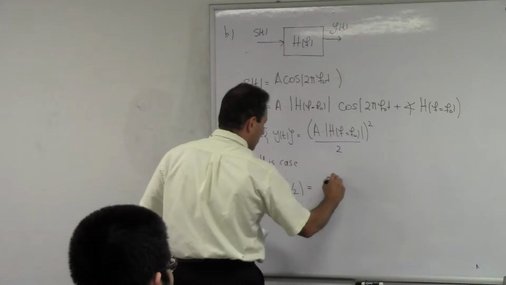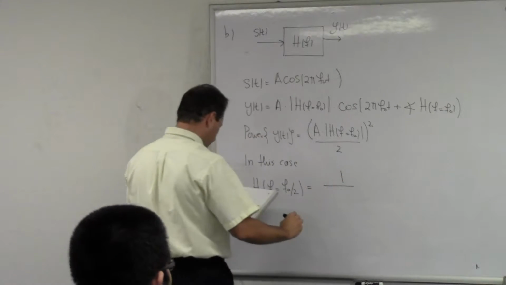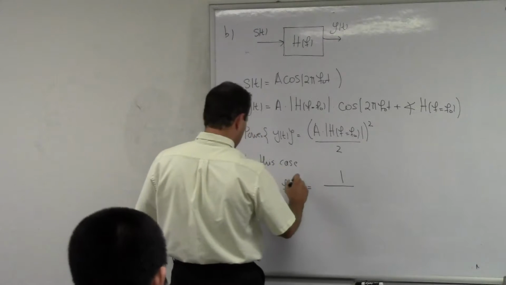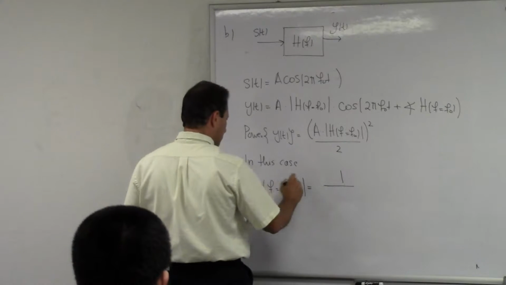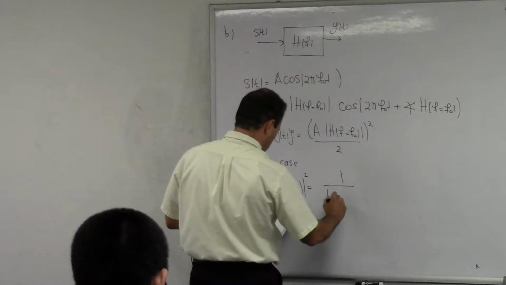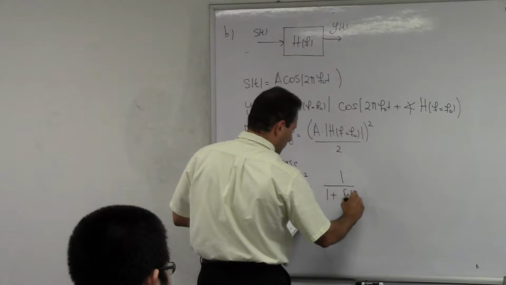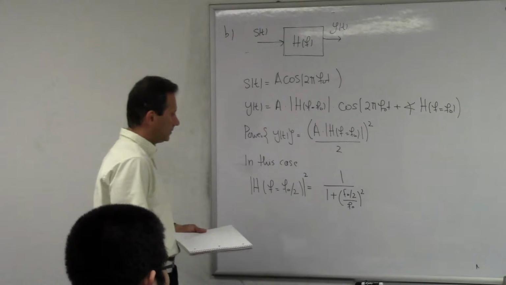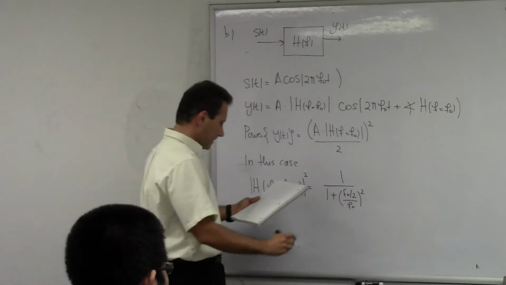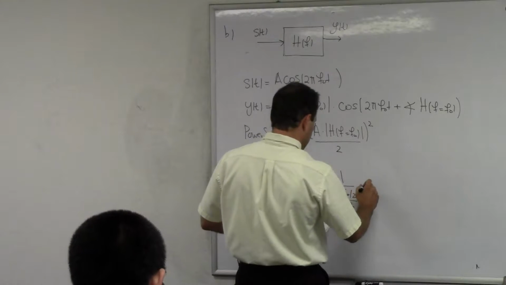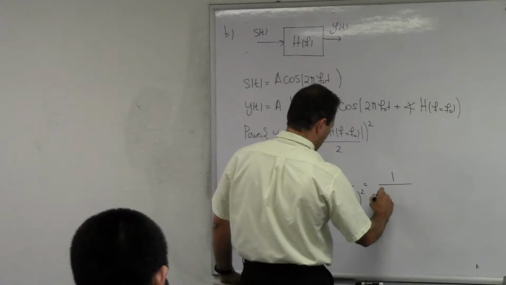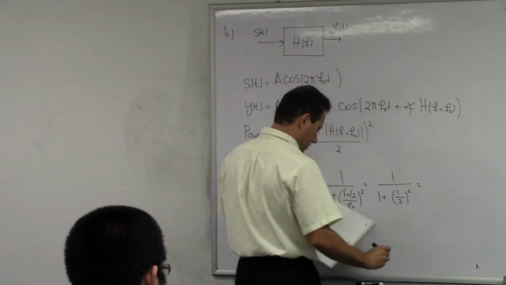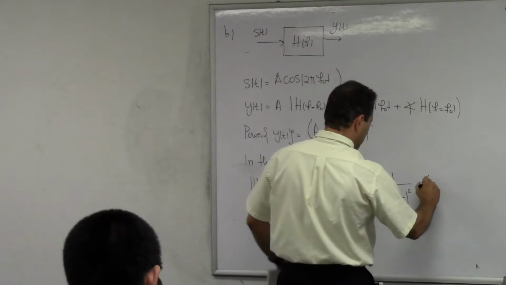So in this case, this becomes 1 over, well, I need the square of that, so let me just do the square. It's going to be 1 plus f0 over 2 divided by f0, squared. Right? That's the magnitude squared. And this becomes 1 over 1 plus 1 over 2 squared, which when everything is said and done is 4 over 5.